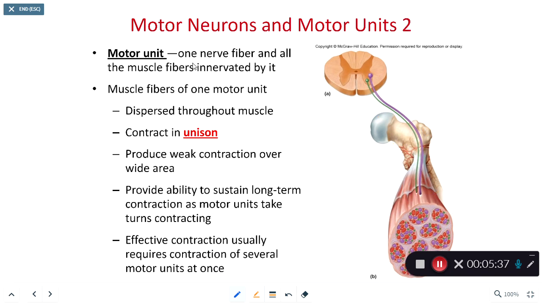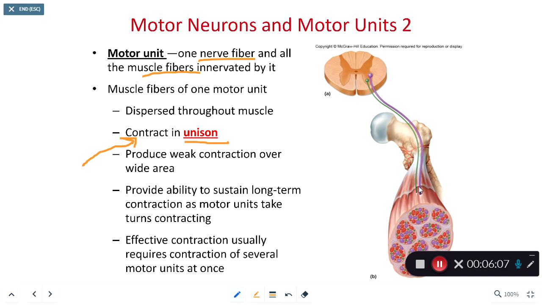That motor unit is the one nerve fiber plus all the muscle fibers that are connected together. And we can only contract whole motor units. This is the unit of contraction. So if we have really big motor units, we're going to have gross control of our muscles. If we have really small motor units, we're going to have very fine control of our skeletal muscles. All the muscle fibers of a motor unit contract in unison at the exact same time.